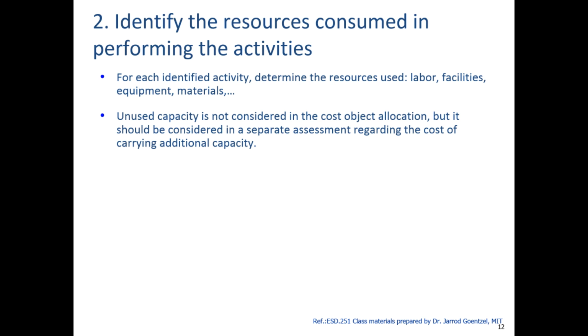Now, the second step is identifying the resources consumed in performing the activities. This is done through interview and observation, and it can get tricky because some resources are used in multiple activities. Note that when we're doing an activity-based cost analysis, we do not include unused capacity. The ABC method allocates the costs that are actually used in the production and delivery of the product.